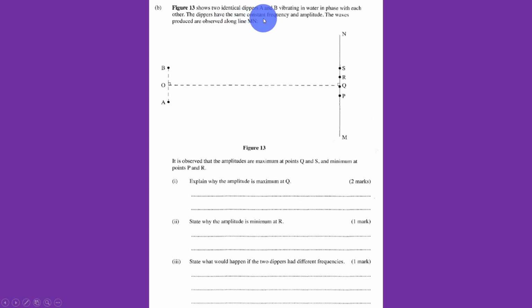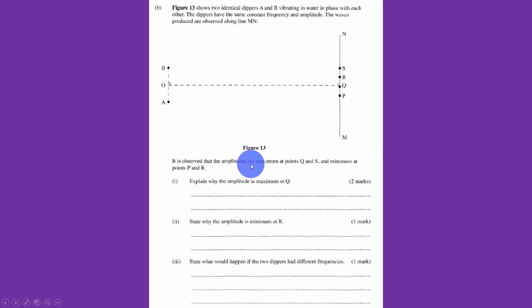The dippers have the same constant frequency and amplitude, so that if they have the same amplitude, then they are going to completely cancel out each other where destructive interference takes place, or reinforce each other where constructive interference takes place. So the conditions for an interference pattern to be seen along here, especially for light, have been fulfilled. That is where they've taken time to describe all these. The waves produced are observed along the line MN. Let's look at the questions.